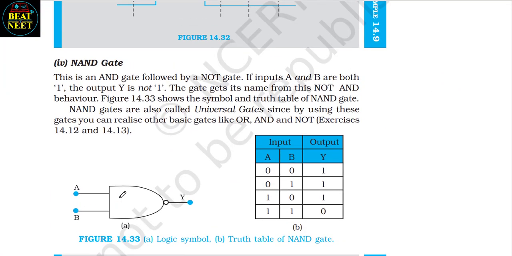Number 4, NAND gate. This is an AND gate followed by a NOT gate. If inputs A and B are both 1, the output Y is not 1. The gate gets its name from this NOT AND behavior. Figure 14.33 shows the symbol and truth table of the NAND gate. NAND gates are also called universal gates since by using these gates you can realize other basic gates like OR, AND, and NOT.